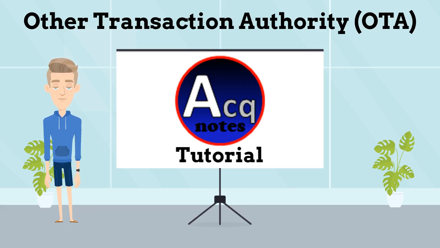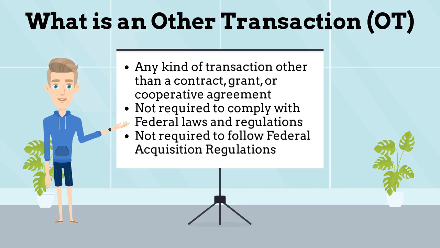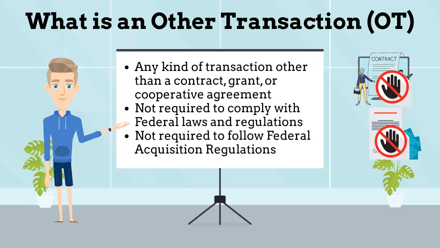My name is Bert, and I am going to give you a quick tutorial on Other Transaction Authority. Before we describe what Other Transaction Authority is, we must understand what an other transaction is. An other transaction is a common term that refers to any kind of transaction other than a contract, grant, or cooperative agreement that is authorized by Congress.